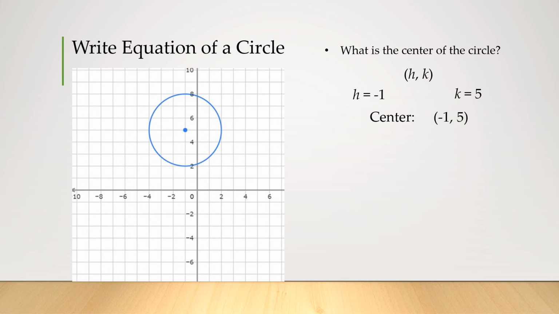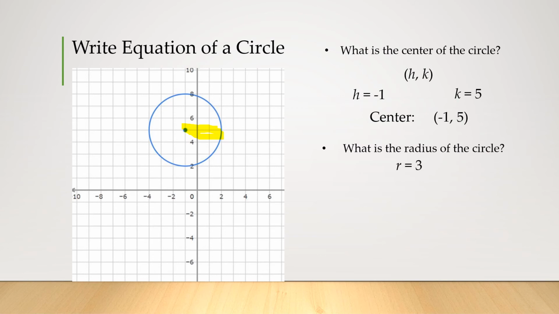Now we need to find the radius of the circle, which is drawn from some point on the circle to the center, which is this yellow part. And if you notice, we're going from the center 1, 2, 3 units. So therefore, the radius is 3.